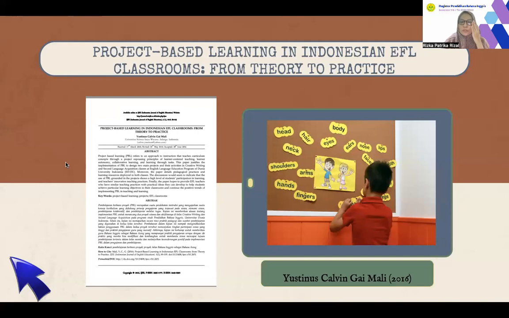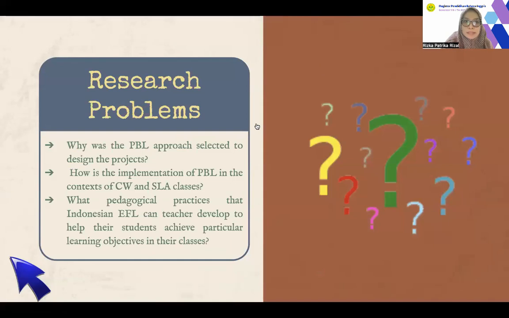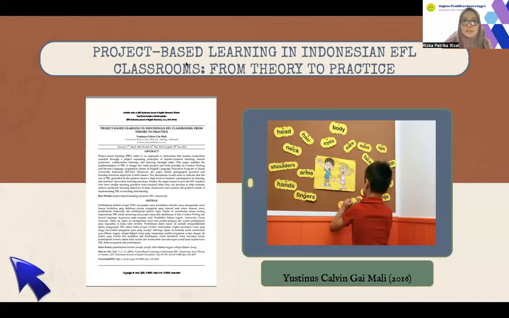Talking about the chain of reasoning of the title and the problems. Let me show you the problems. Here are the problems raised in this study. Why was the PBL approach selected to design the projects? How is the implementation? And what pedagogical practice can teachers do? These three problems are explicitly stated in the keywords of the title. As we can see, the title is talking about PBL or project-based learning and also from theory to practice. So they are coherent and explicit to each other.